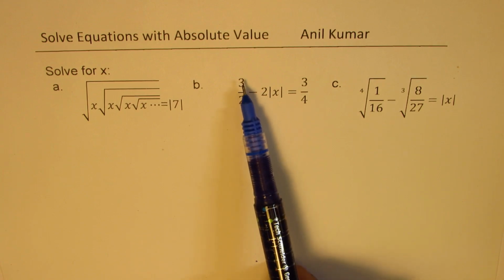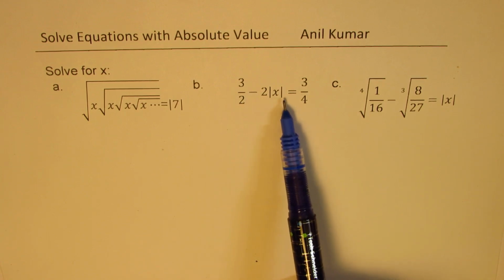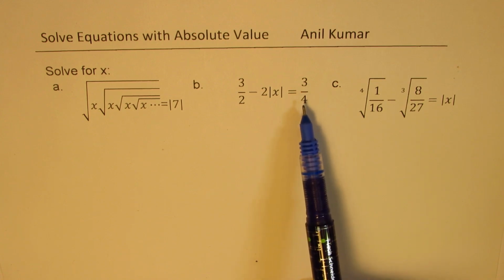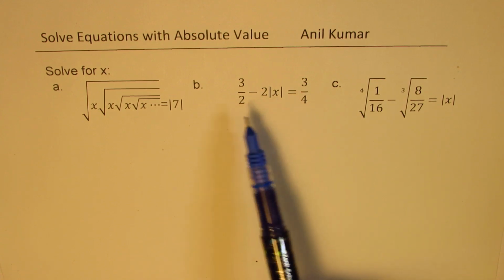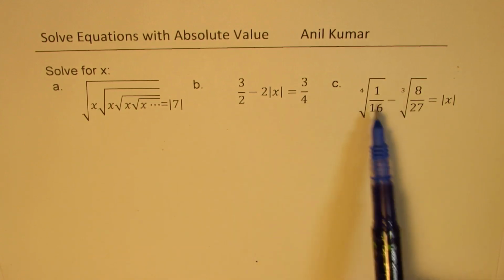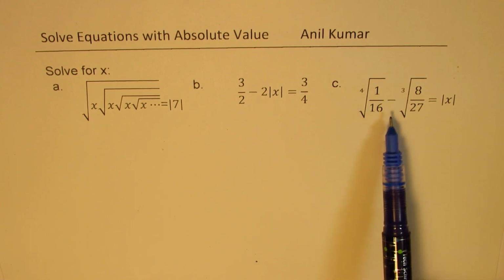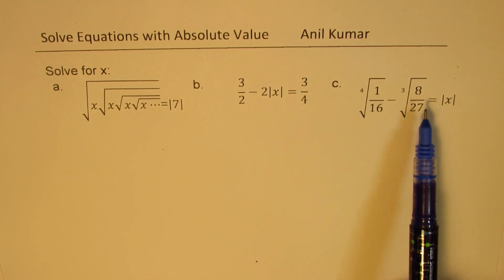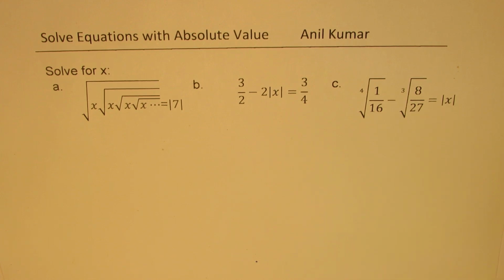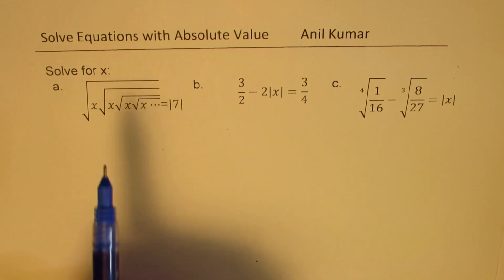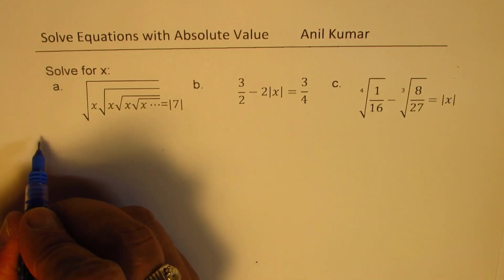Question number B here is 3 over 2 minus 2, absolute value of x equals to 3 over 4. You need to find possible values of x. And C is 4th root of 1 over 16 minus cube root of 8 over 27 is absolute value of x. You need to solve for x in all the three equations. So you can pause the video, answer the question, and then look into my solution. Now, let's start with A.